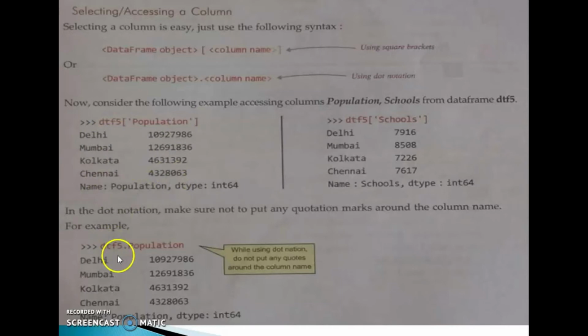Then check this one, DTF5 dot population. Here I use the dot notation, so there is no need to specify the single quote. Directly we can use the column name. While using dot notation, do not put any quotes around the column name. Clear? Select or access a column from a data frame object.